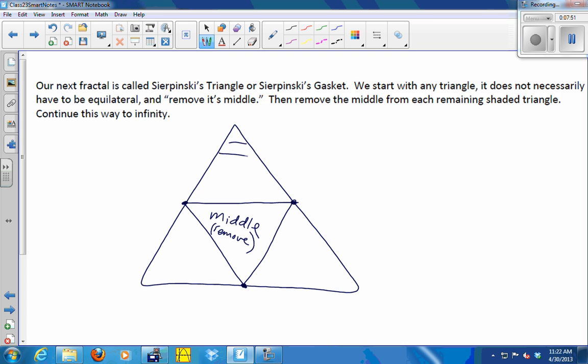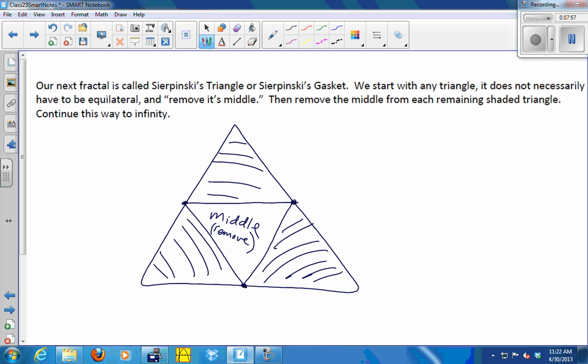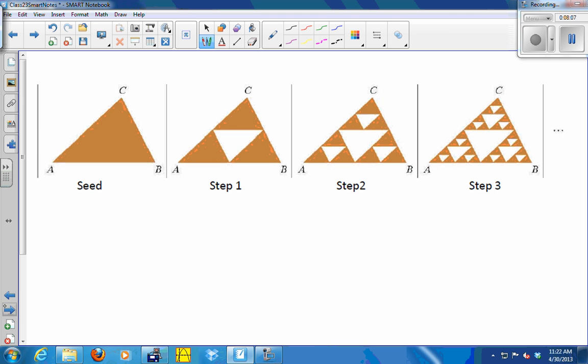Okay, so you're only left with these triangles. And then you do the same thing over and over again to every triangle that still exists: remove its middle. So here's a picture of several steps. Here's my seed, any old shaded triangle. Connect to the midpoints of every side, and remove the middle. Okay, so this would be step 1. This is empty space here in the middle.